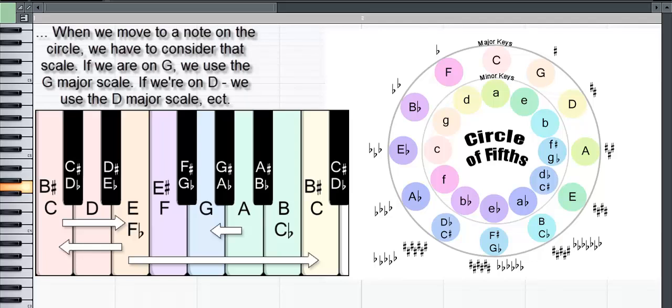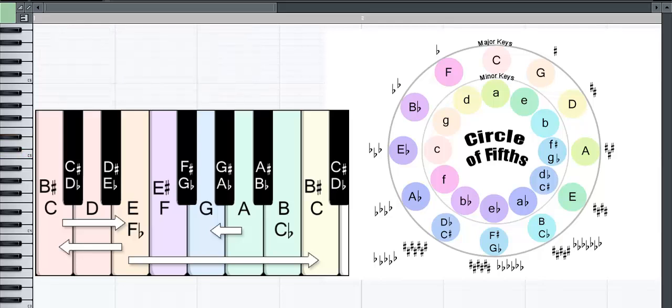1, 2, 3, 4, and 5. We end up on the D chord. Similar to when we counted up from C, the circle of fifths shows us that when we play in G major, the D chord is our tension chord.